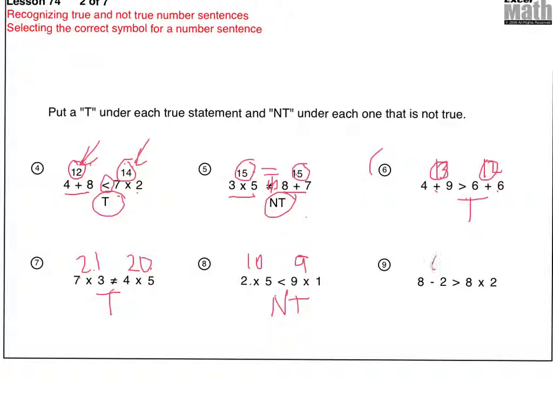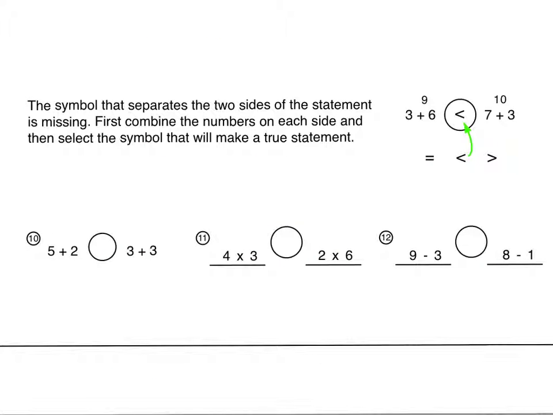8 minus 2 is 6. 8 times 2 is 16. Is 6 bigger than 16? No, it's not. So that symbol is wrong. It's not true. Alrighty? And then on these, we're going to put one of these three symbols in here. So again, 3 plus 6 is 9. You show the work up here. 7 plus 3 is 10. 10 is bigger than 9. And they drew one of these three symbols right over here, which happens to be that one, showing that the 10 is larger than the 9.